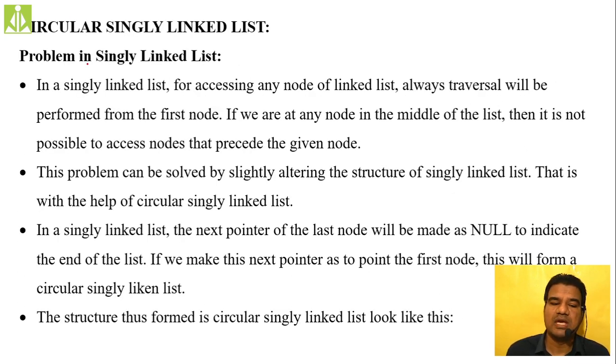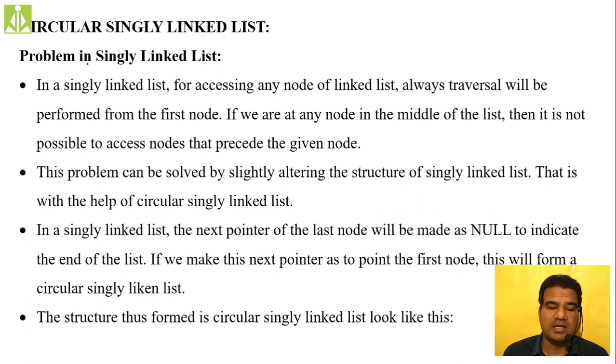So then, circular singly linked list. Just now I have shown you the strategy we follow in circular linked list. In a singly linked list, for accessing any of the nodes, traversal is always performed from the first node. If we are at any node in the middle of the list, then it is not possible to access the nodes that precede the given node, isn't it? So we cannot go in the reverse direction, and it is not possible to do the traversal from any node inside your singly linked list. To overcome this, we are going for circular singly linked list, where you can start the traversal of the linked list at any point.